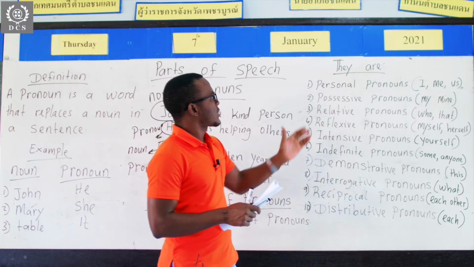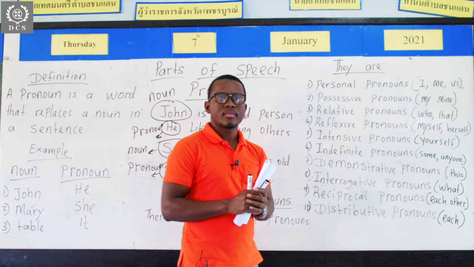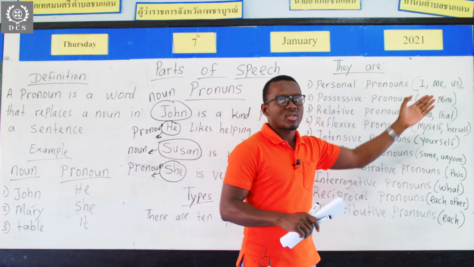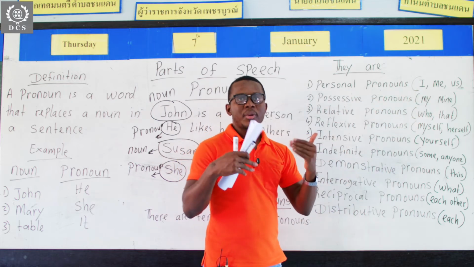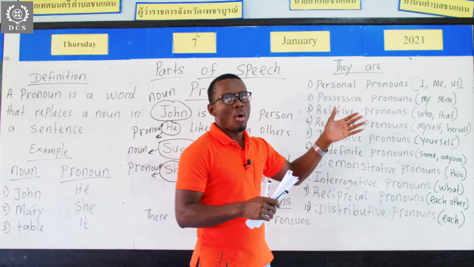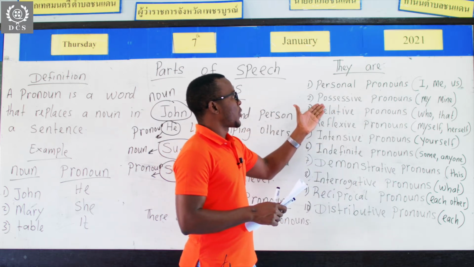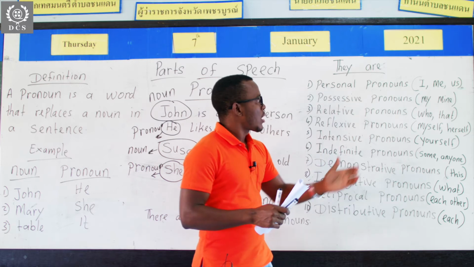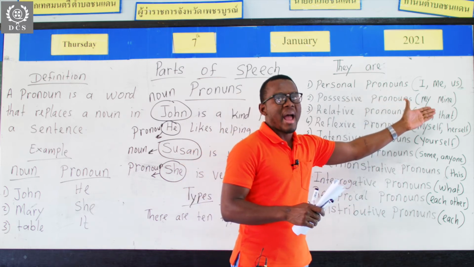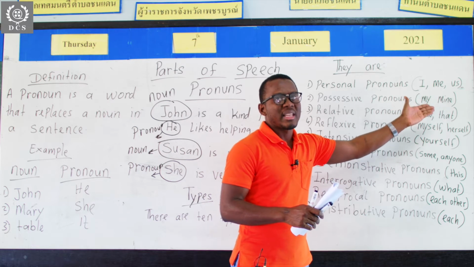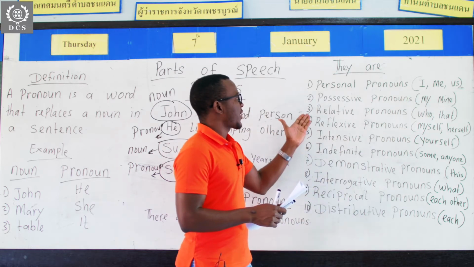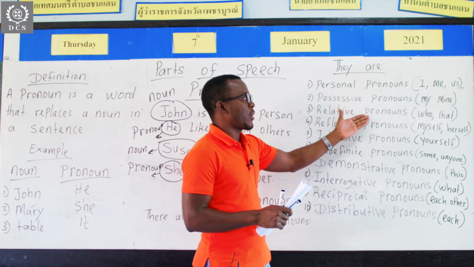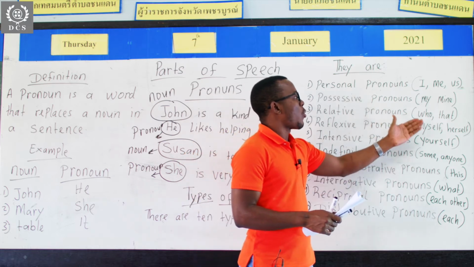The first one is personal pronouns. We have I, me, us. These are just some examples of personal pronouns. There are many more. 2. Possessive pronouns. My, mine. These are some examples of possessive pronouns. 3. Relative pronouns. Example, who, that.